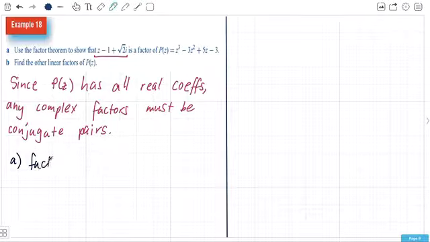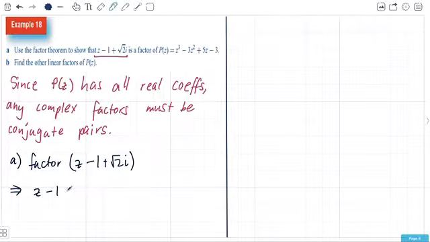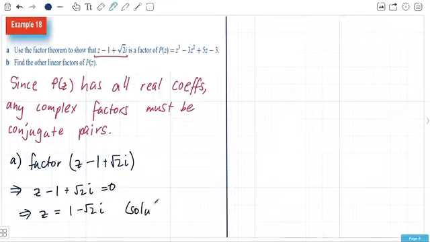Because you know that z minus 1 plus root 2i is a factor, what that means is that this equal to 0 is a solution. So that means that z minus 1 plus root 2i equals 0, which implies that z equals 1 minus root 2i. That's a solution to P(z). So because you know that, now what we can do is check whether or not that's the case.